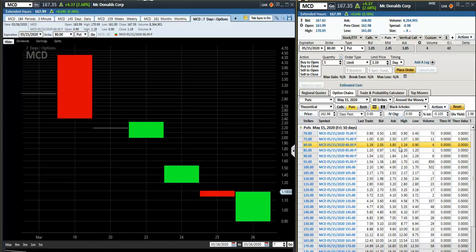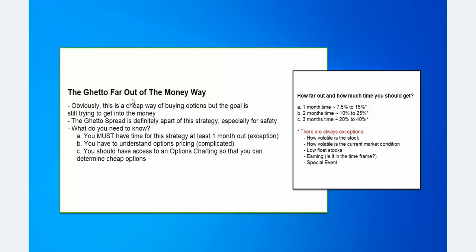All right, so just that's something to think about. Okay, so think about it for the ghetto fall out of the money way. So you could get to see that, in some way.